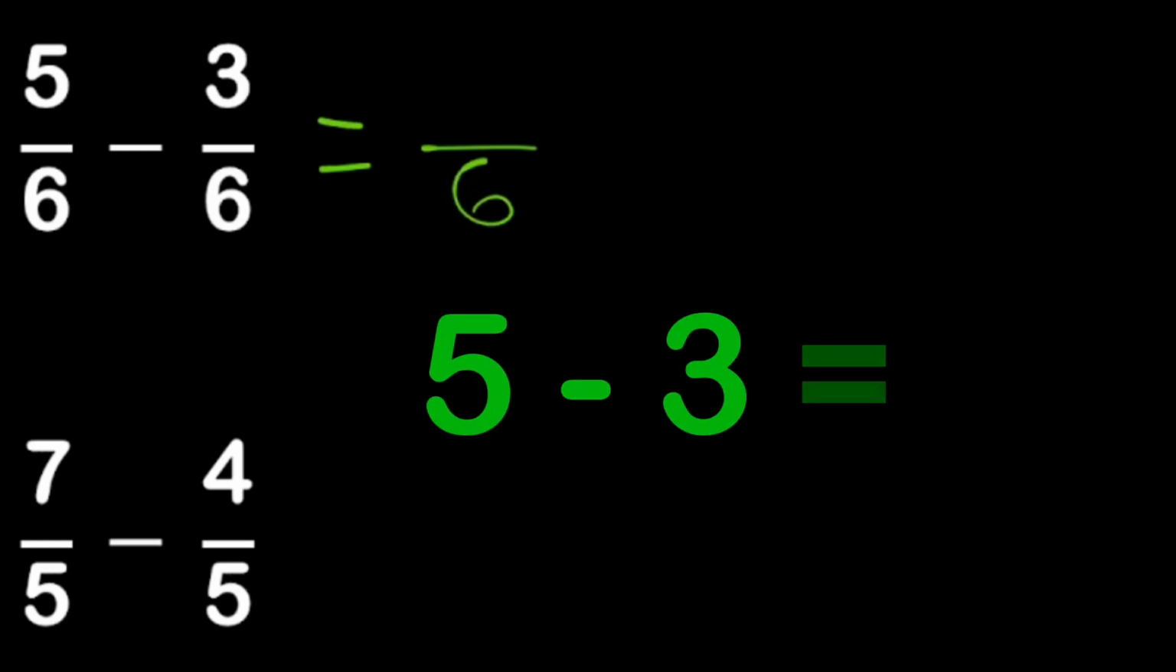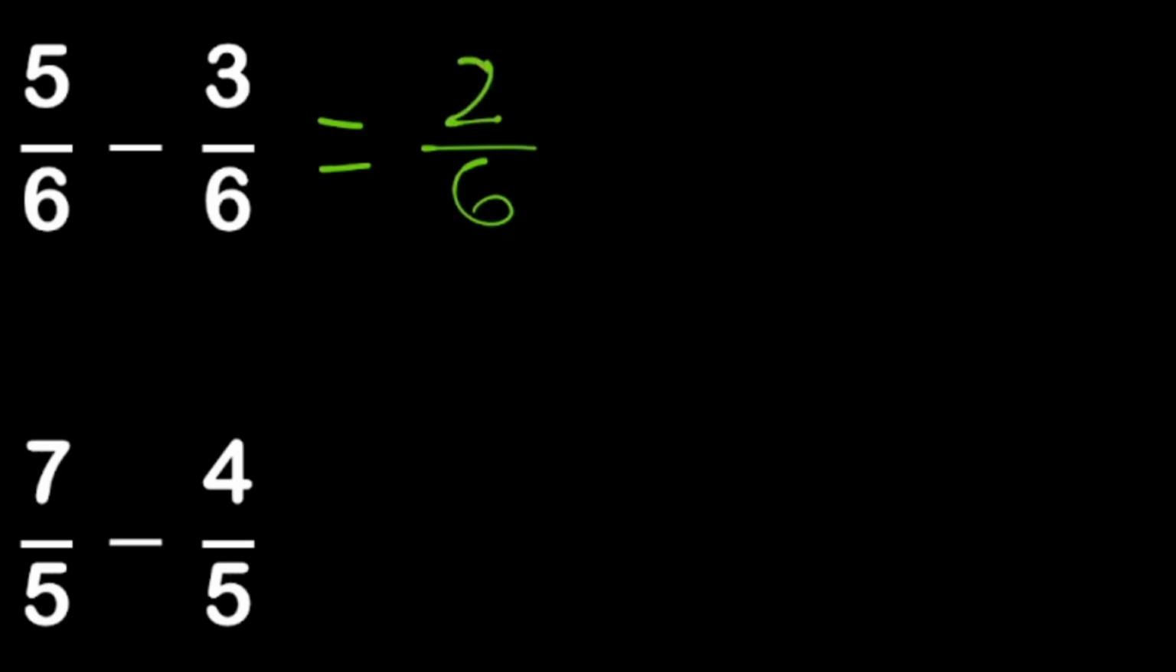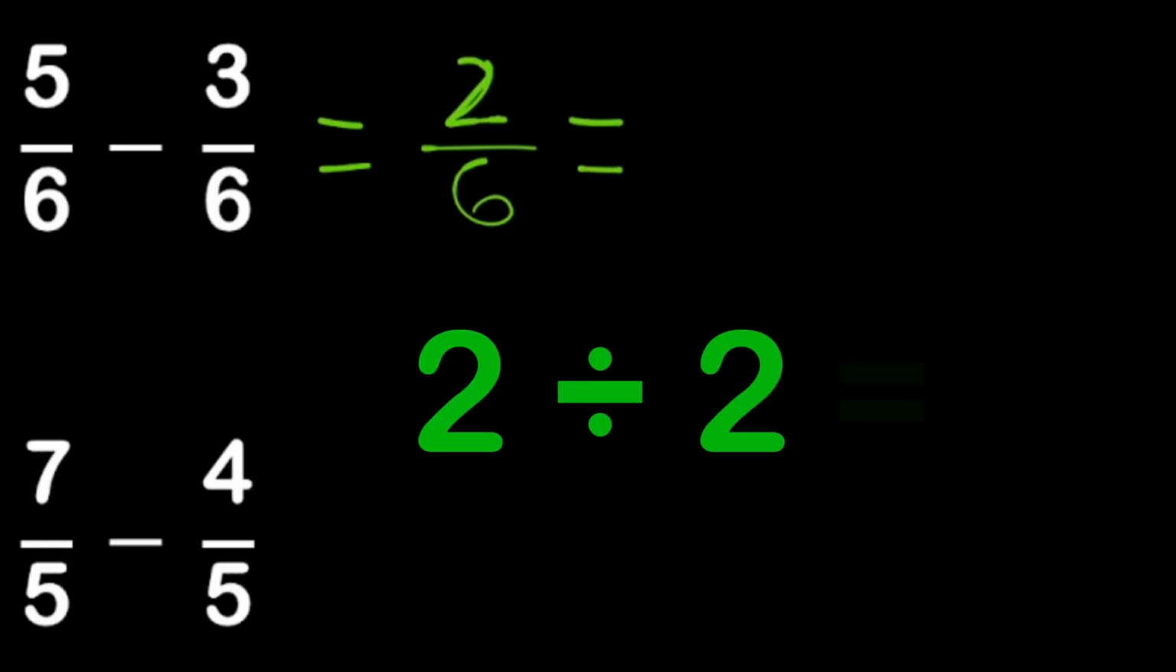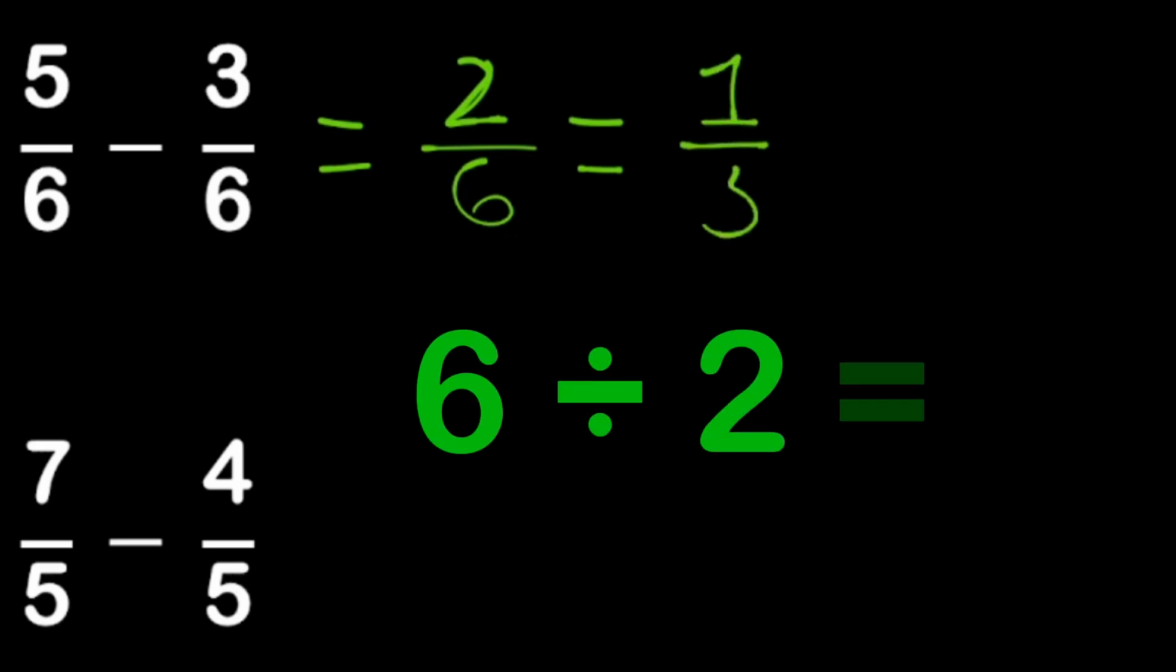Okay, we're back with some more examples, but this time it's subtracting. In this case, keep the original denominator as per usual and subtract the numerators. 5 minus 3 equals 2. We can simplify this. Both of these numbers are divisible by 2. 2 divided by 2 is 1. And 6 divided by 2 is 3.